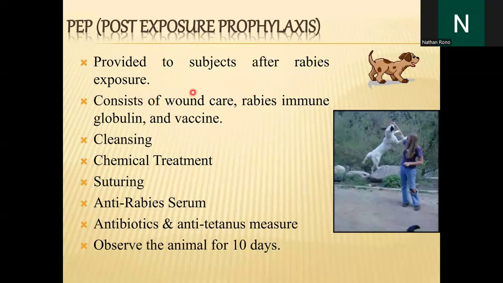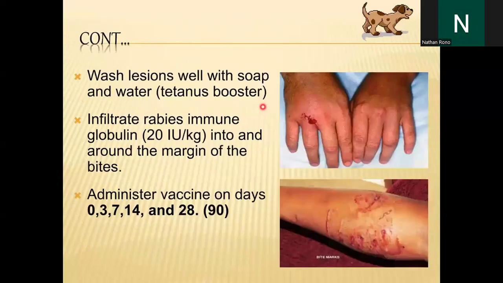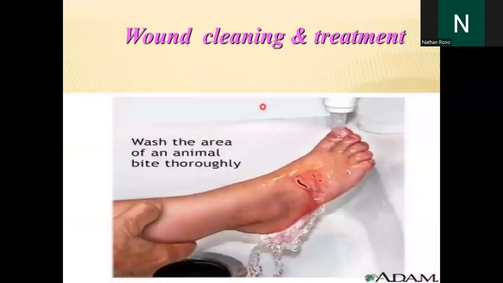So it consists of 3 things. Number 1, good wound care, rabies immunoglobulin, and a vaccine. Okay, let me show you good wound care. Let's start with good wound care. So after being bitten, wash the area of the animal bite thoroughly. Ideally, you should use sterile water. If not, you just use warm water and soap for 15 minutes.